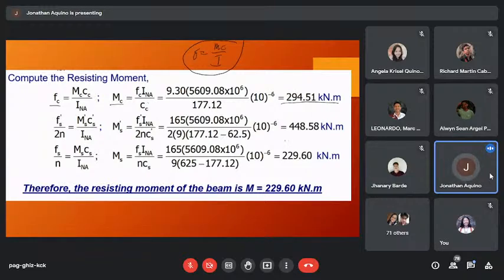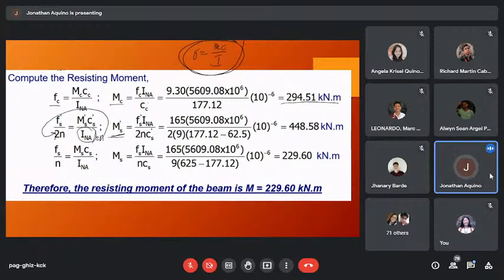Then considering the compression steel, similar to the basic formula of stress, the INA here is based on concrete, so we just divide by 2N. We transfer the 2N to the other side. So this Ms prime, or the moment capacity of the compression steel, is equal to fs prime times INA divided by 2N times c.